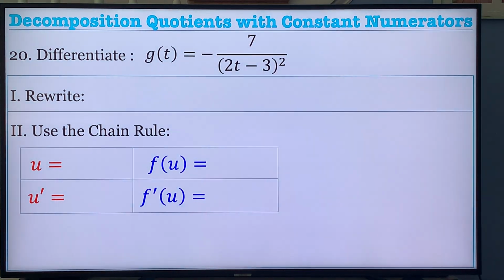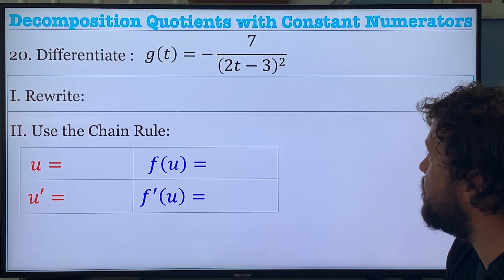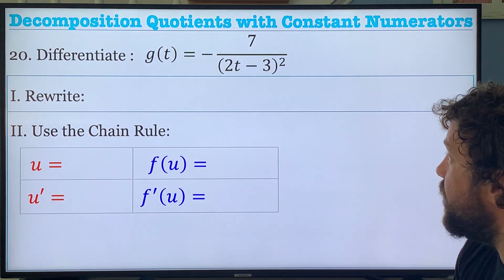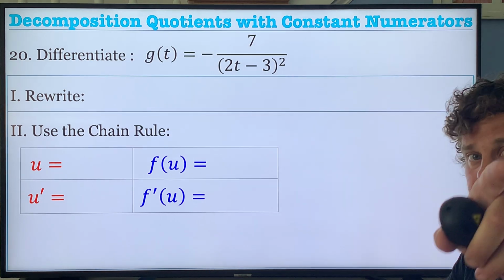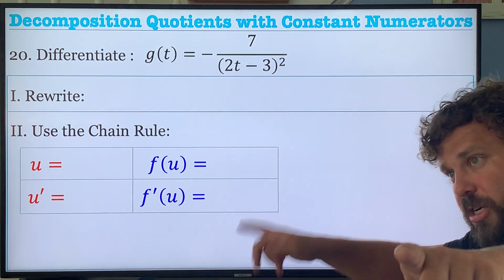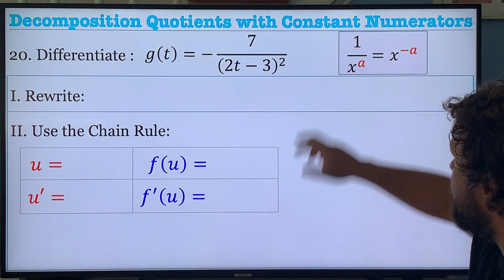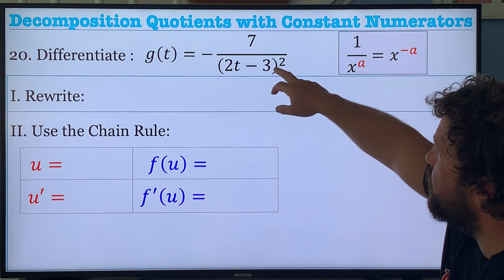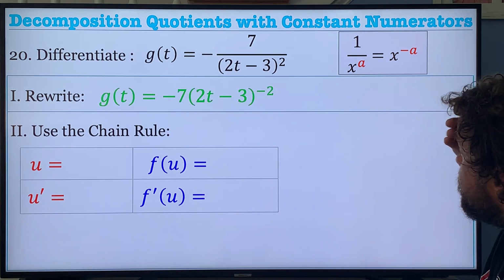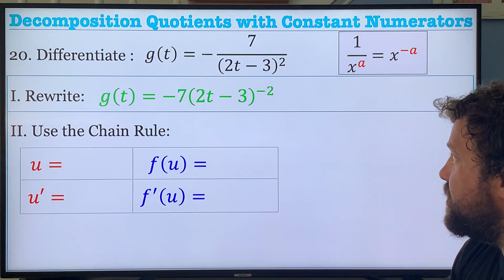Differentiate g of t equals negative 7 over (2t minus 3) squared. First step here is to rewrite the equation. Rewrite it. I want you to do this in chunks like me, not just copy. All right, so negative 7, we know that 1 over x to the a is x to the negative a, so we can put this whole thing to the negative 2. All right, yes you can, that's the easy way to do it.